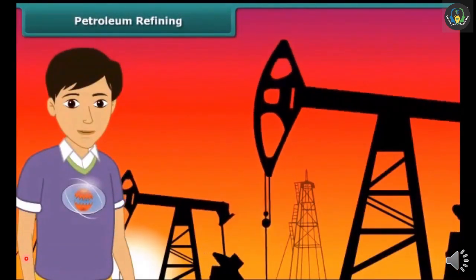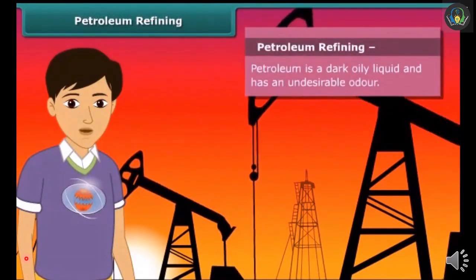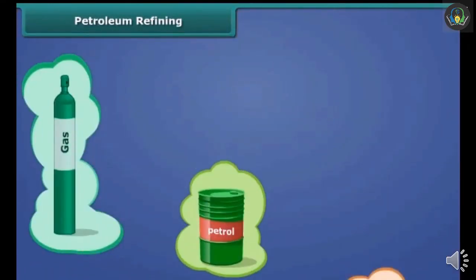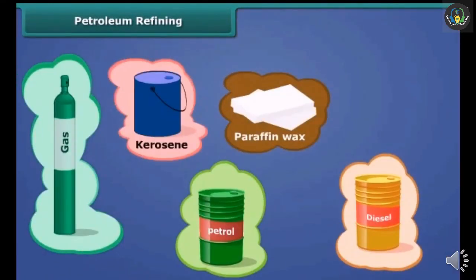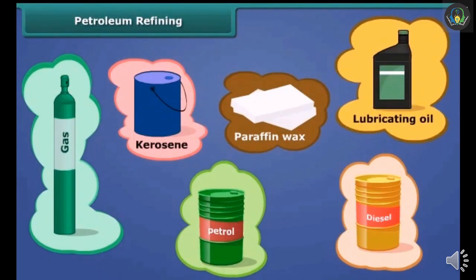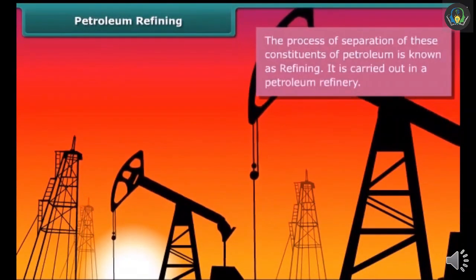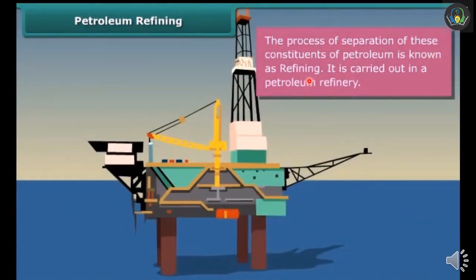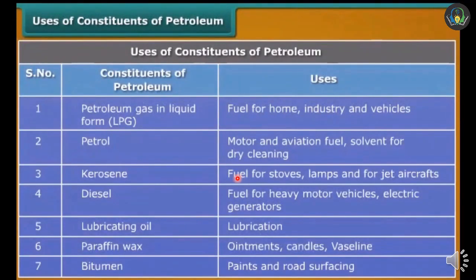Petroleum is an oily black tarry substance which is also referred to as black gold due to its economical value. Now we obtain petrol, diesel, kerosene, paraffin wax, lubricating oil and natural gas. The process of separation of these constituents of petroleum is known as refining. It is carried out in a petroleum refinery. Do you know which is the largest refinery of India? Well, it is Reliance Refineries at Jamnagar. By refining petroleum, we obtain various substances.